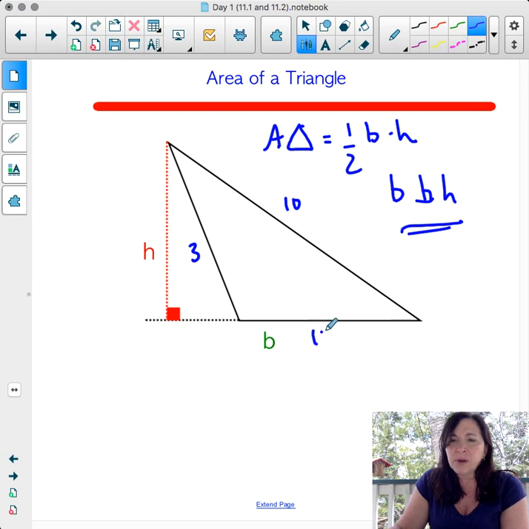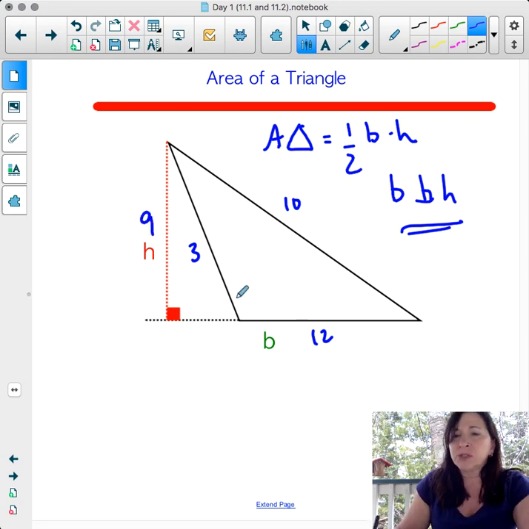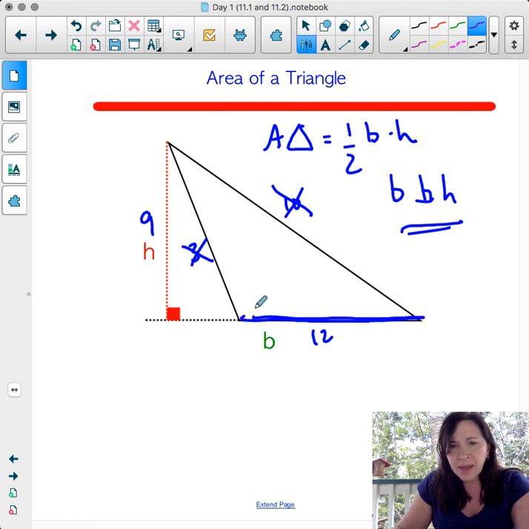Let's say this is 12. And let's say this value right here is 9. Which one's my base? Which one's my height? And so I have all these distractors. Well, this would be a distractor, and this is a distractor, because this is my base here, and this is my height here. So the area of my triangle, which is 1/2 my base, which is 12.